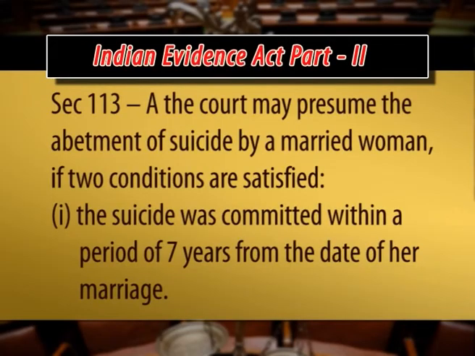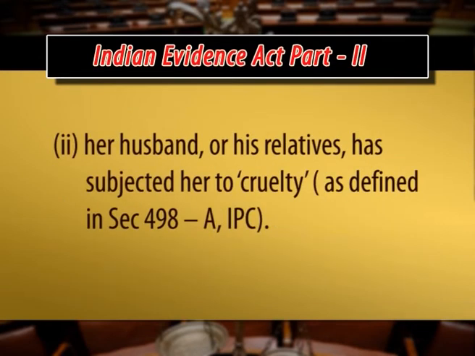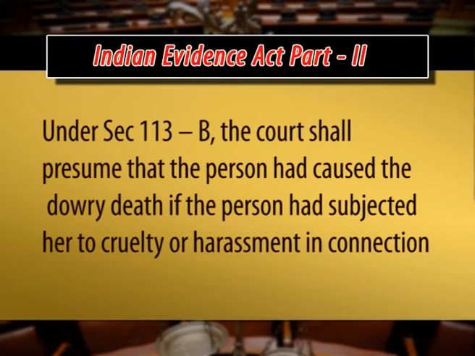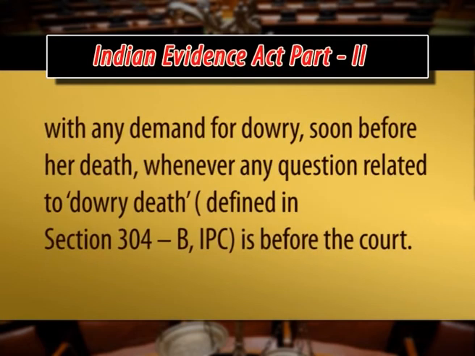Section 113A: the court may presume the abetment of suicide by a married woman if two conditions are satisfied. First, the suicide was committed within a period of 7 years from the date of her marriage. Second, her husband or his relatives had subjected her to cruelty as defined in section 498A IPC. Under section 113B, the court shall presume that the person had caused the dowry death if the person had subjected her to cruelty or harassment in connection with any demand for dowry soon before her death, whenever any question related to the dowry death defined in section 304B IPC is before the court.